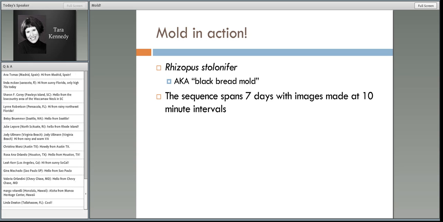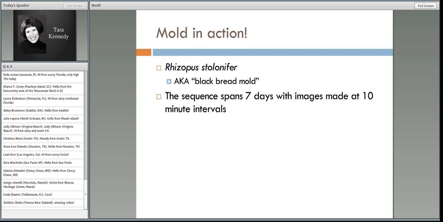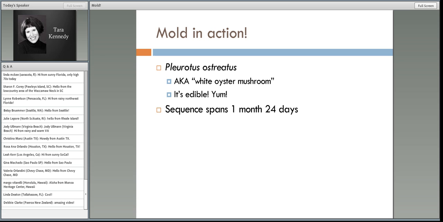I just wanted to show how quickly some of these surface molds can really go to town and devour their food source. I mean, these are live things that are devouring their food. So the next one isn't quite as voracious, but this is actually very entertaining.